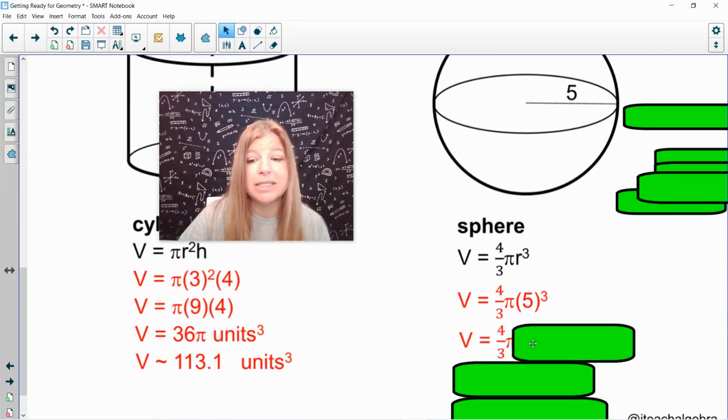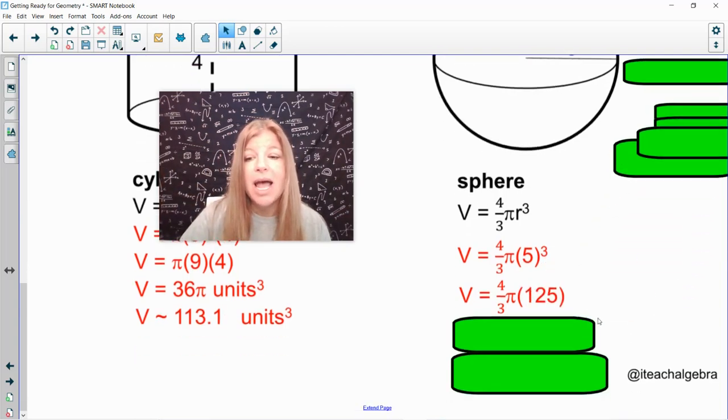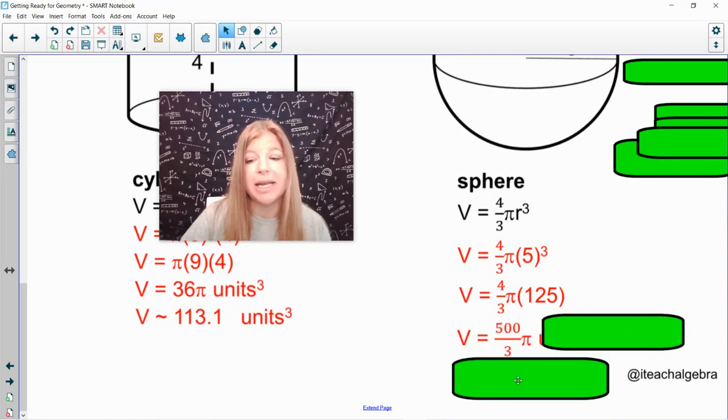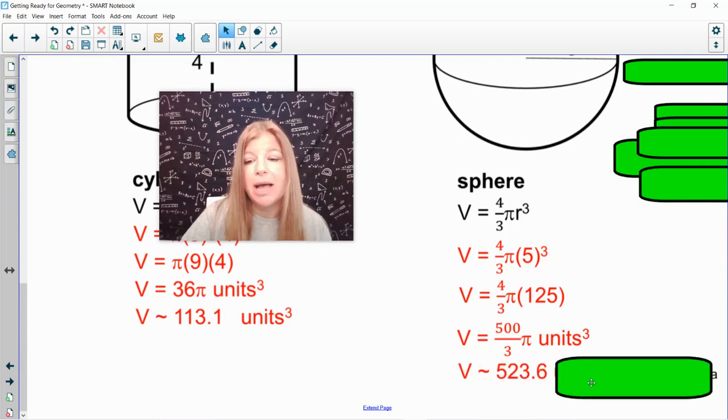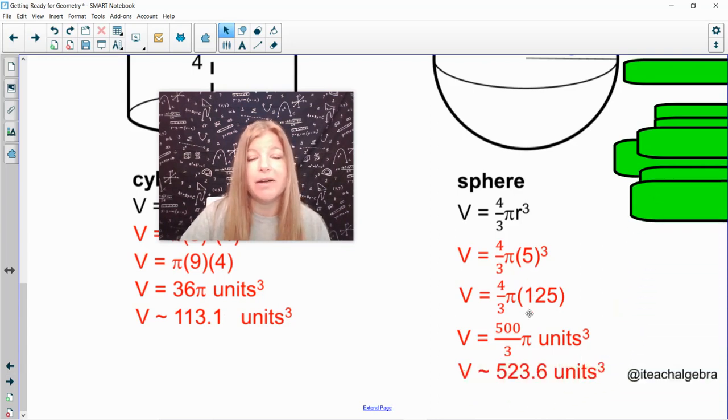Now, when I simplify this expression, I tend to leave the 4/3 pi, and then I cube the r first. So 5 cubed means 5 times 5 times 5. Well, let's see, 5 times 5 is 25, times another 5 is 125. And then I would take that 125 and multiply it by 4/3. So if I do that, I end up getting 500, because 125 times 4 is 500, 500 thirds pi units cubed. I would plug that into my calculator, 500 divided by 3 multiplied by pi, and I get approximately 523.6 units cubed.